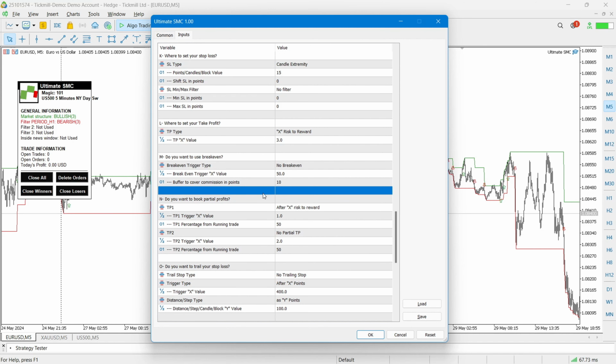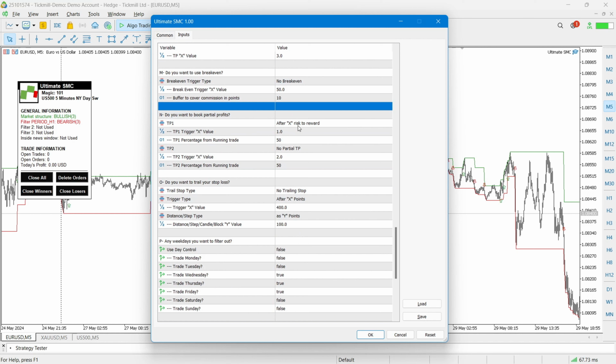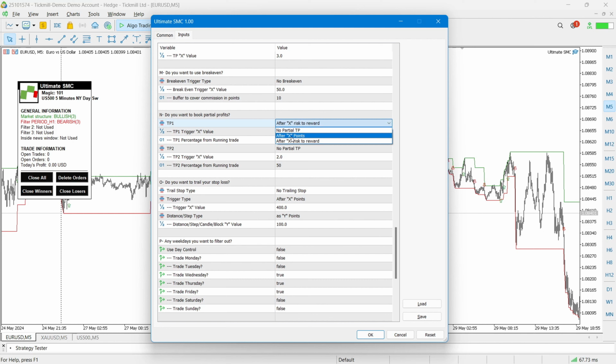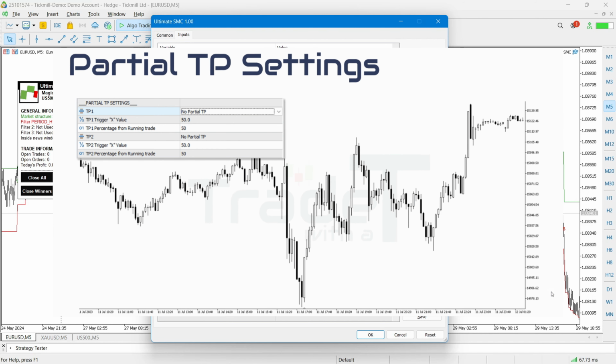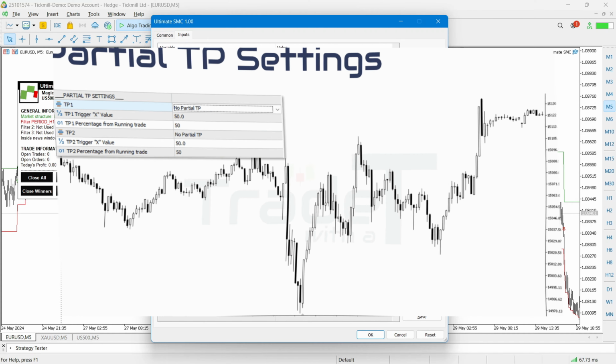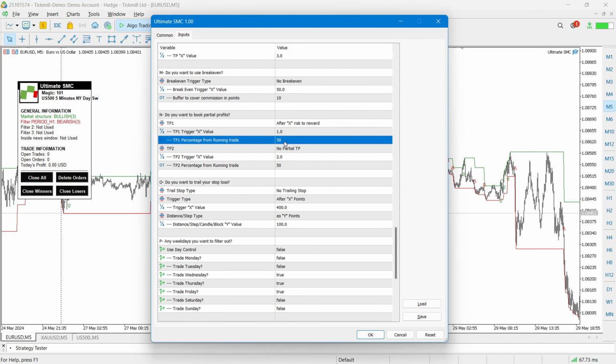For the partial take profits, you have two levels of partial take profit. You can also set the trigger as for the break even, after X points or after X risk to reward. Whenever this level is hit, that you define here in the value, you can define the percentage of that trade to take off. So for example, defining 50% on a 1 R2R in our example for TP1.